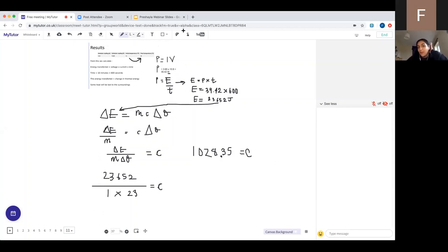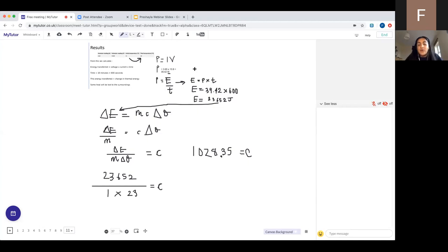First, we found the power by doing current times voltage. And if you need a reminder of how that equation works, then you can go back to the electricity webinar on YouTube. So we found the power. Then we used our new equation, which is power equals energy over time. We rearranged for energy, which gave us energy equals power times time.